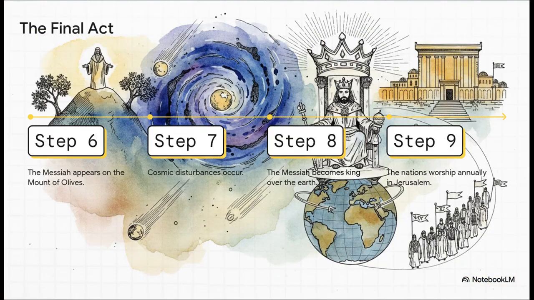This final act unfolds in 4 really climactic steps. First, there's a physical appearance. The text says his feet will literally stand on the Mount of Olives. Second, this is accompanied by cosmic disturbances that actually change the landscape itself. Third, the result of all this is a new global government where, as Zechariah 14:9 puts it, the Lord will be king over all the earth. And finally, this new reality is cemented by all nations coming to Jerusalem every single year to worship.